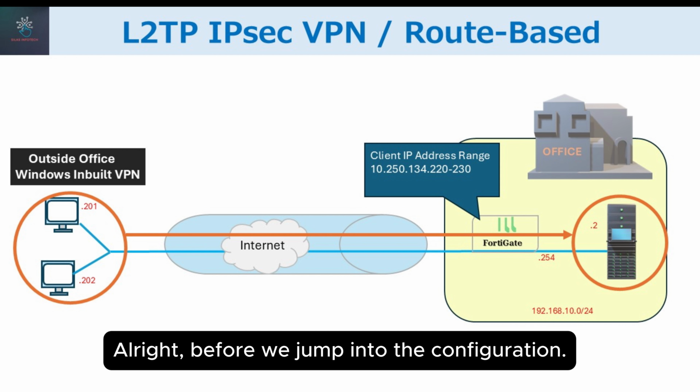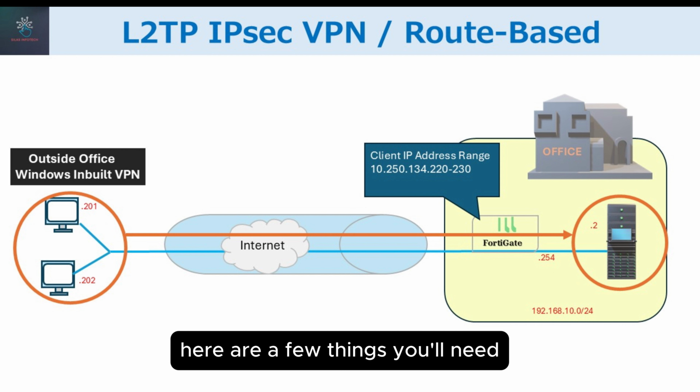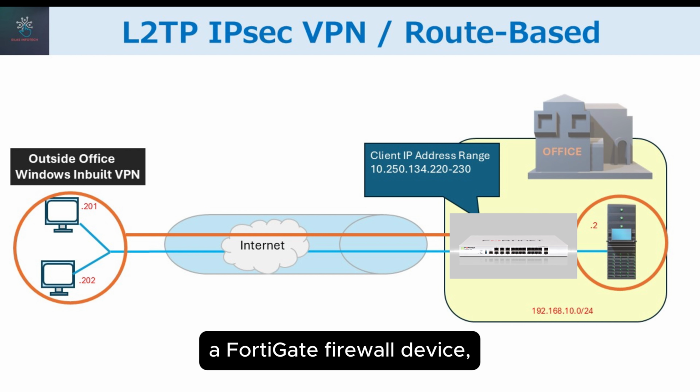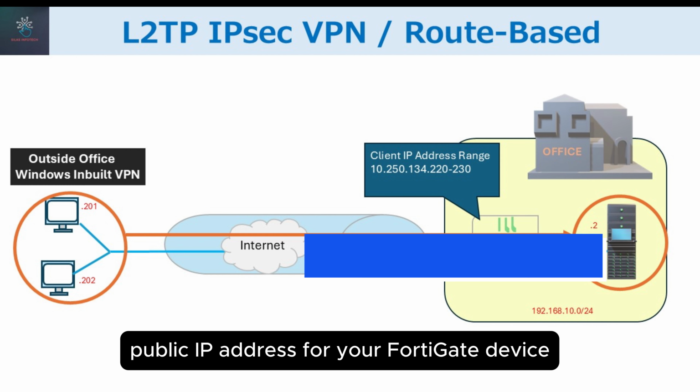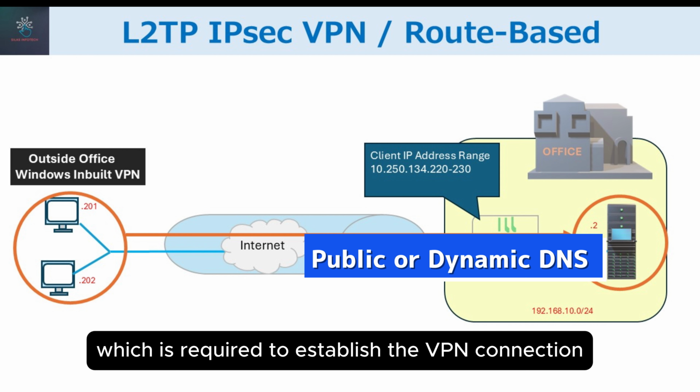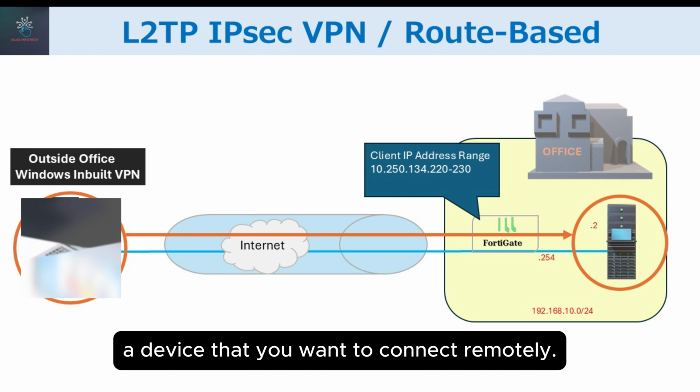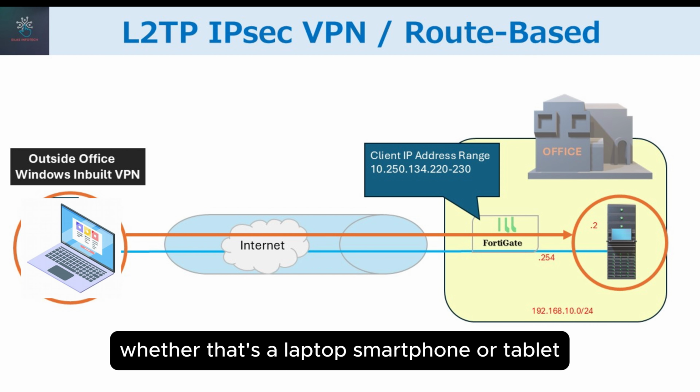Alright, before we jump into the configuration, here are a few things you'll need. A FortiGate firewall device. A public IP address for your FortiGate device, which is required to establish the VPN connection. A device that you want to connect remotely, whether that's a laptop, smartphone, or tablet.